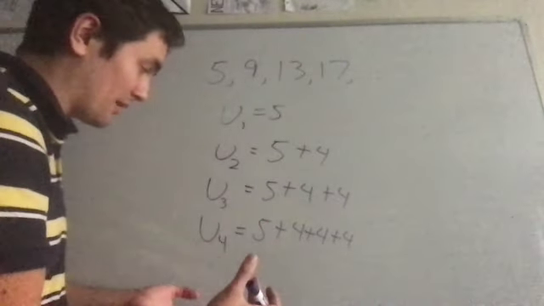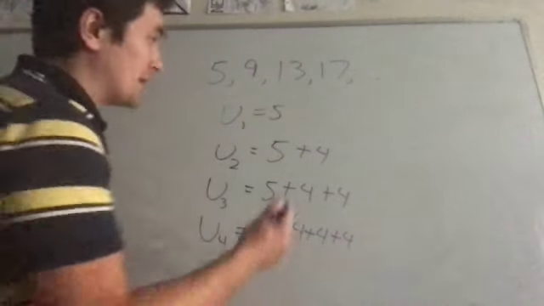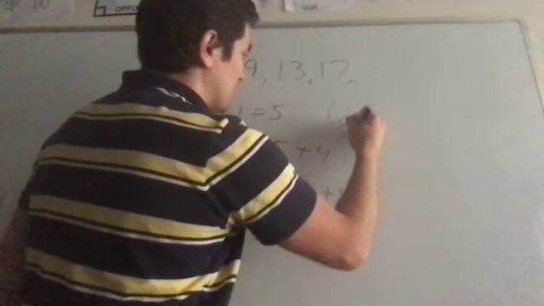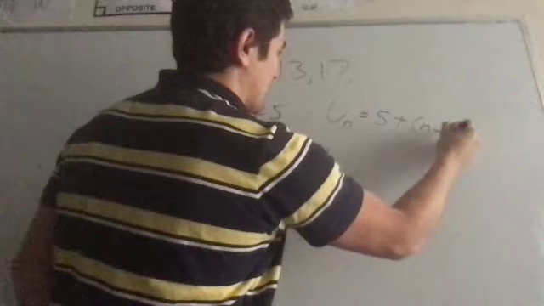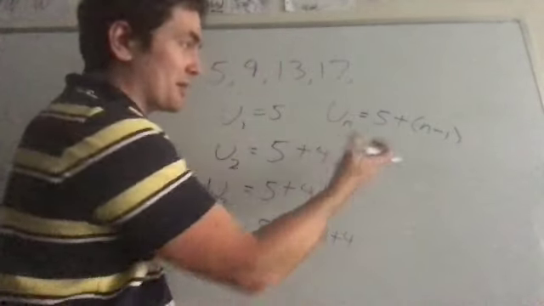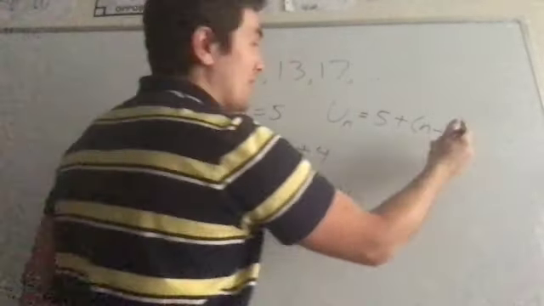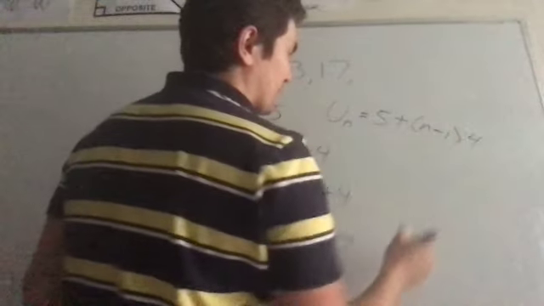If I wanted to write a general term here for the nth term, it would just be u_n is equal to 5 plus (n minus 1), because n could be 100 and this could be 99, n minus 1 times 4.